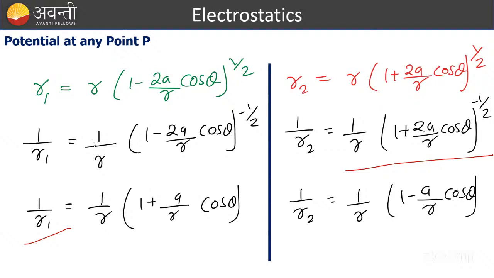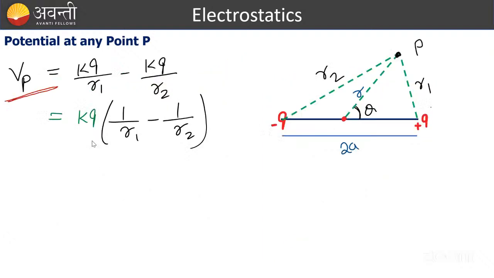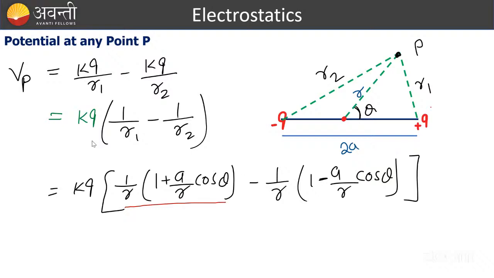So 1 by r1 we got here, 1 by r2 we got here. What will be the value of Vp now? Kq into 1 by r1 minus 1 by r2. Put in the values. 1 by r1 is this, 1 by r2 is this. Now you need to solve it. So आप अब इसको solve कर दो.